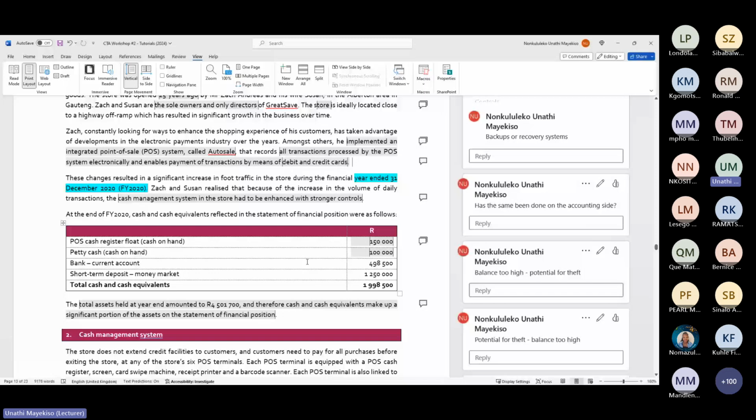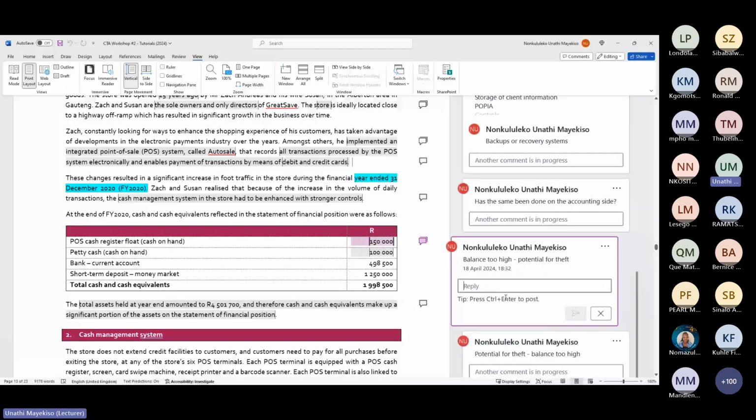We spoke about the potential for theft here. I think what we also need to think about is the controls in place to mitigate. And the same here. Okay.